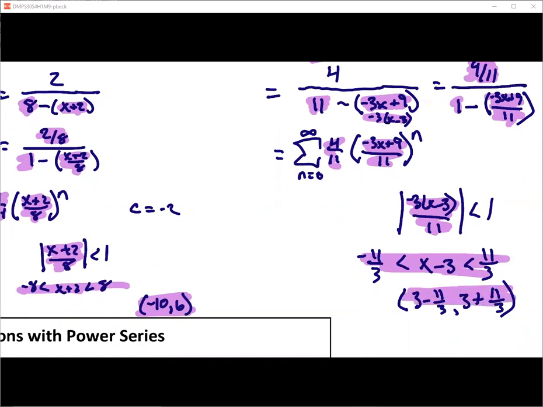So I'm just going to leave it that way. Probably shouldn't be lazy. We should probably say the interval of convergence is 9/3 minus 11/3, so -2/3, and then 9/3 plus 11/3 is 20/3. So there's my true interval of convergence.